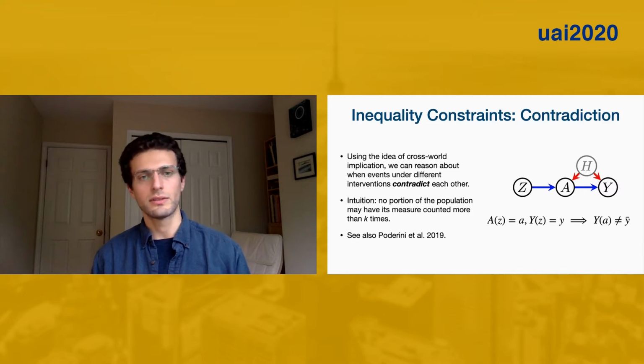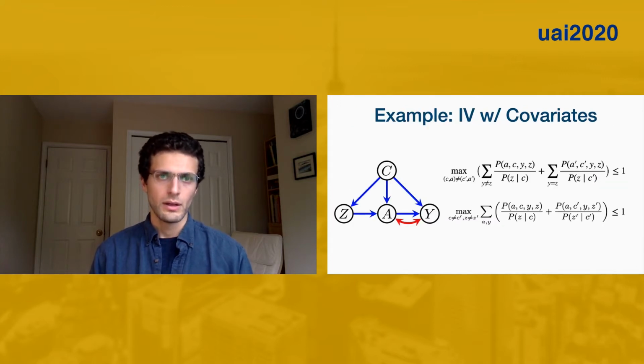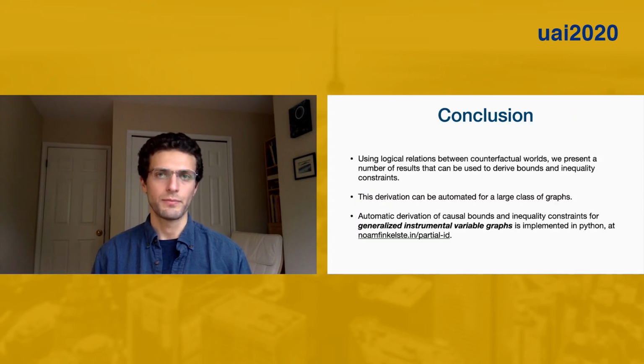And note that this turns out to be quite similar to the exclusivity graph approach used in Poderini et al. So here is the same model that we looked at earlier, and we can see a subset of the kinds of inequality constraints that we can derive using this approach.